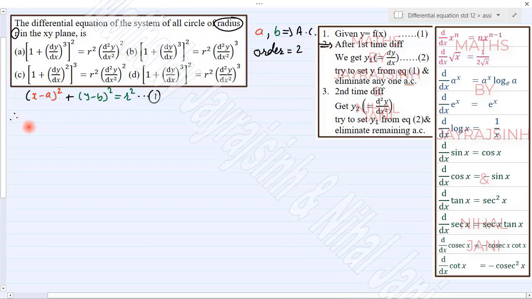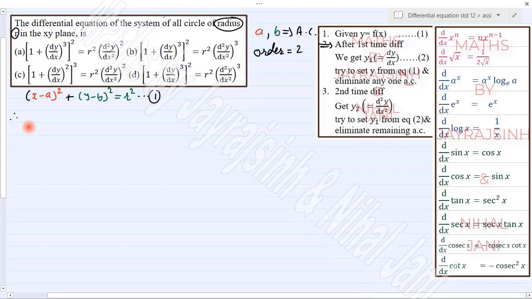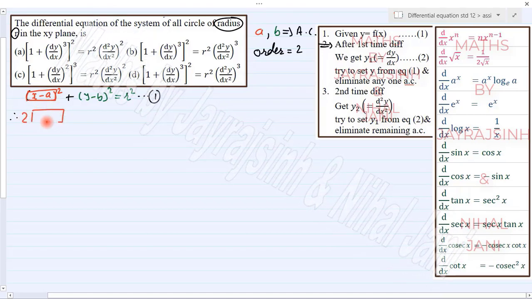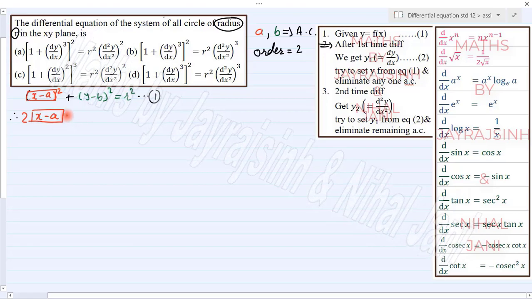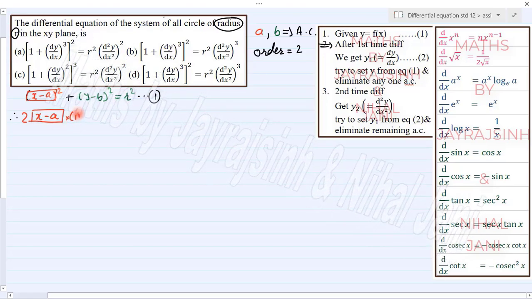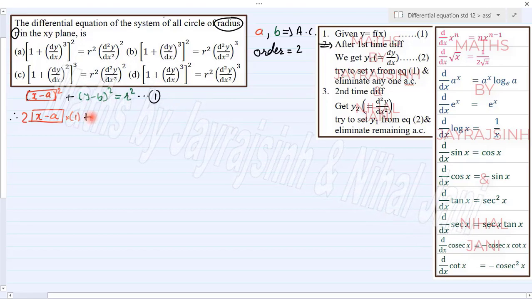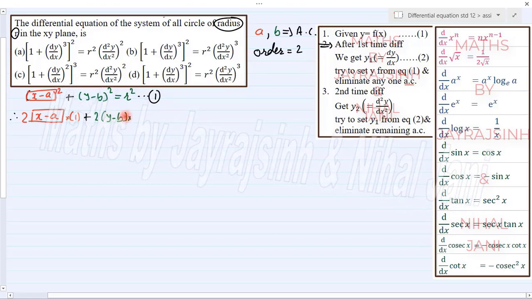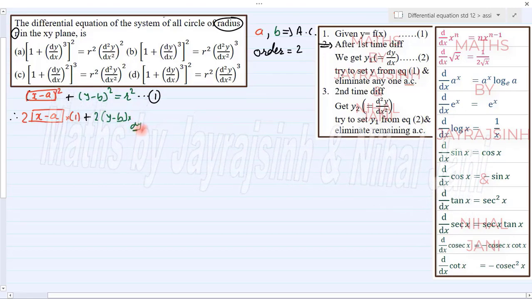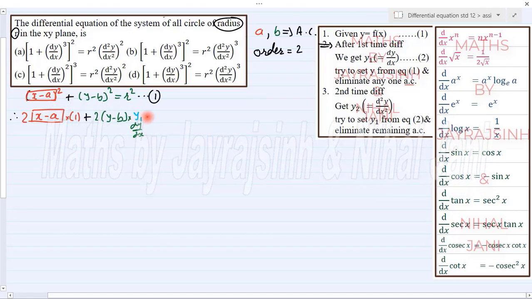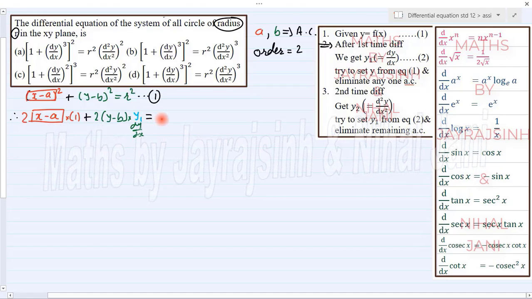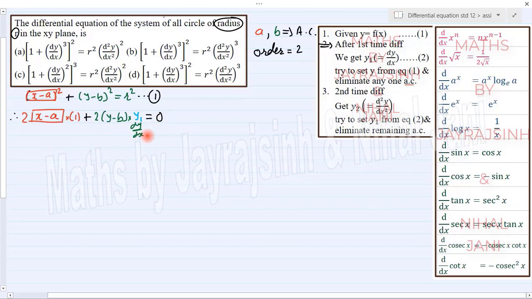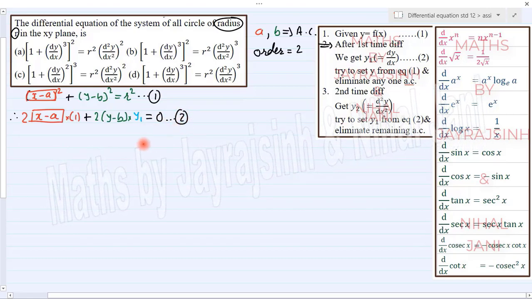Let's differentiate our equation with respect to x. So differentiation of (x minus a) the whole square will be 2 times (x minus a) into differentiation of (x minus a), which will be 1. Similarly, differentiation of (y minus b) the whole square will be 2 times (y minus b) into differentiation of y, which is y1, is equal to differentiation of r square, which will be 0, because r is a purely constant term. So here we get our second equation.